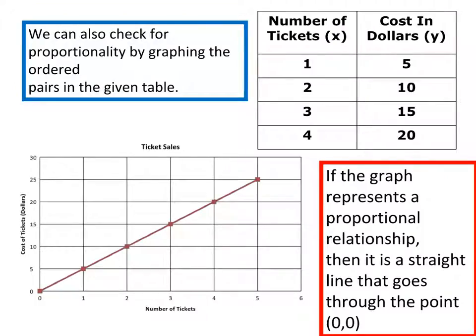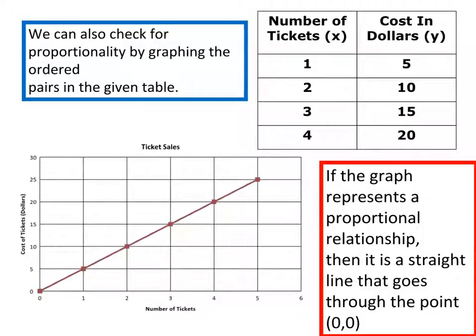Now that I have a table where the number of tickets is represented by the variable x and the cost in dollars by the variable y, I have ordered pairs x and y that I can graph. On my graph, x is the number of tickets, my independent variable, and the y-axis is the cost of tickets in dollars, my dependent variable.